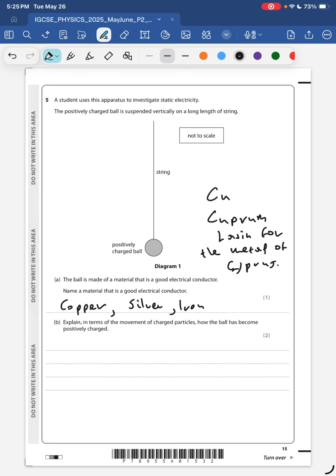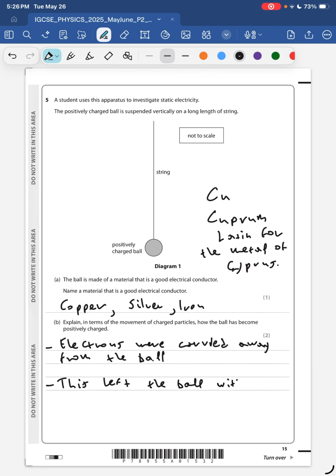So anyway, part B. Oh, and other good conductors are silver, iron, any metal. Now, explain in terms of the movement of charged particles how the ball has become positively charged. So we can say that the electrons were carried away from the ball. This left the ball with an excess of positive charge.